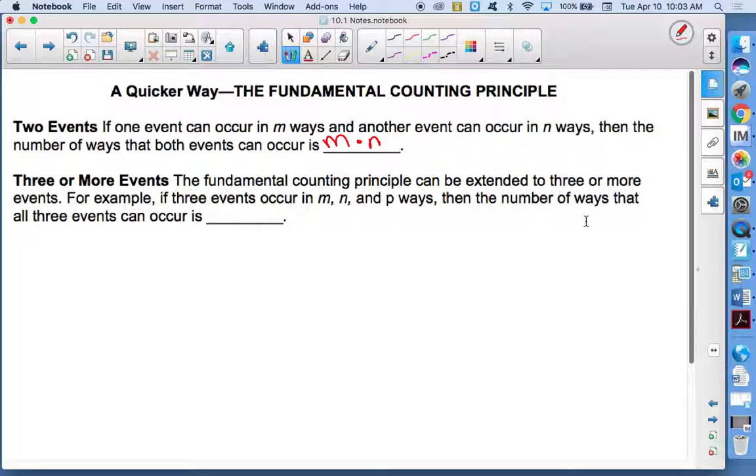So I had 3 main courses. We can multiply that by the 2 salad or the side dish options. And then if there are 3, you take all of those and multiply them together. So the number of ways that something can occur, you multiply them together. Way easier than working through a tree diagram, especially when you're dealing with things that are larger values.